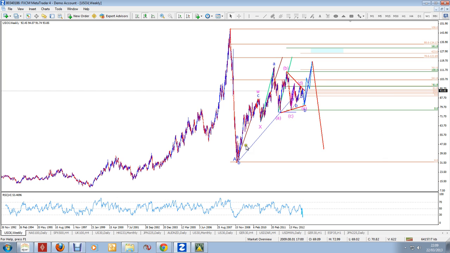So my feeling is that we would get AB equals CD projecting to 120, 125 to maybe even 130. Okay, we would do that before we finally give up, and then we find that we are ready to start correcting oil in a fairly big way, and that would take a while. It's not going to be over within the next few months.